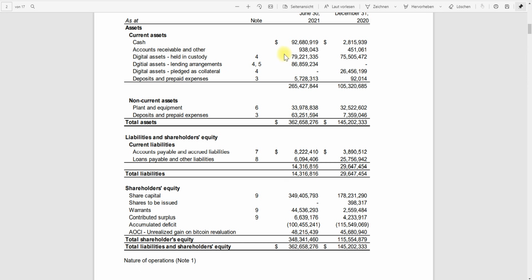So for Hut 8, the assets at end of June were nice assets here. This is Canadian dollars, by the way, so if you want to have it in US dollars, you have to multiply it with 0.8. Approximately 362 million Canadian dollars in assets. So that's big, a lot of cash, because they diluted the shares, they raised a lot of capital just before the Nasdaq uplisting. So 92 million Canadian dollars in cash, a lot of digital assets held in custody or in lending arrangements. They get 4% on interest for 2,000 Bitcoins. So that's very interesting for Hut 8, very special. Not a lot of liabilities here.